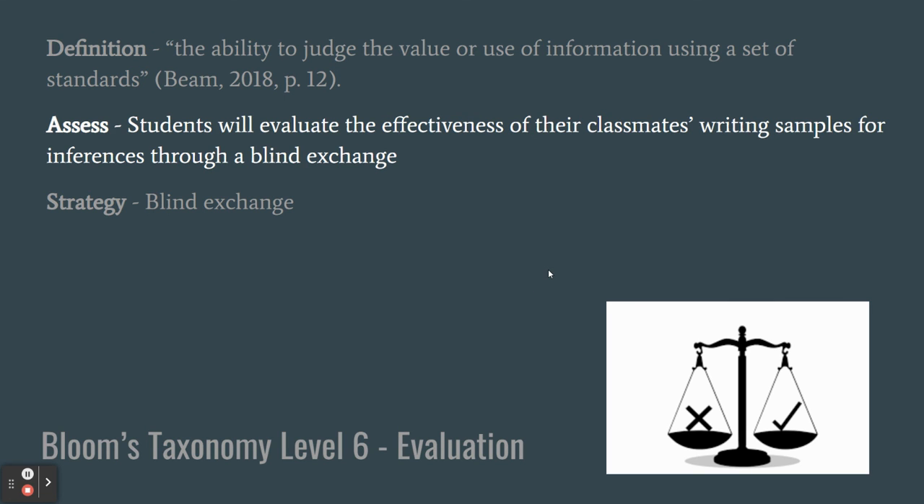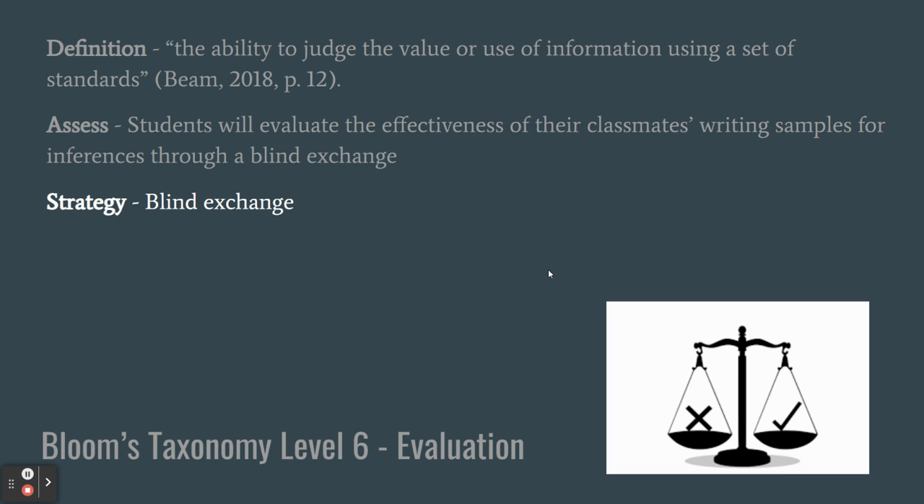And we would do this by having the students evaluate the effectiveness of their classmates' writing samples through a blind exchange. So in the previous level, we had the students write their own writing sample that requires the reader to make an inference. They're not going to put their name on it. So, again, it would be a blind exchange. That's our strategy. They don't know whose paper they're reading. They're just going to turn them in to me. The teacher will shuffle those pages up and then pass them back out to the class, so they don't know whose writing sample they're reading.